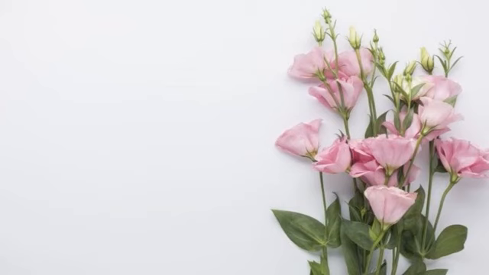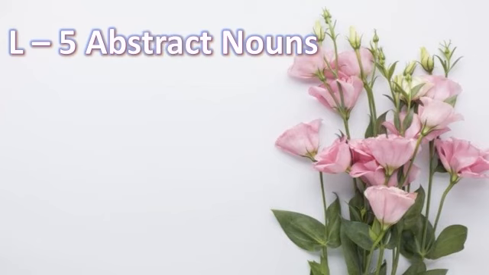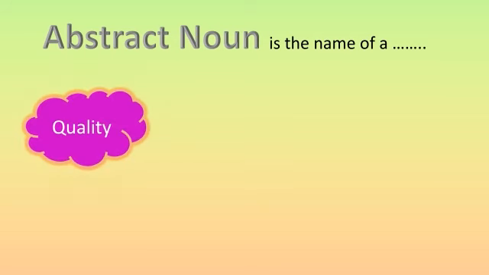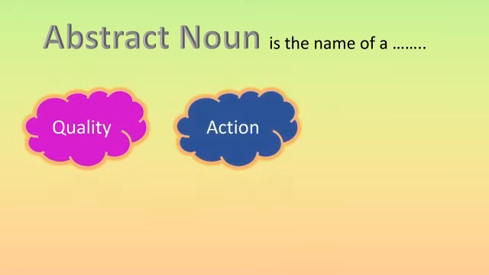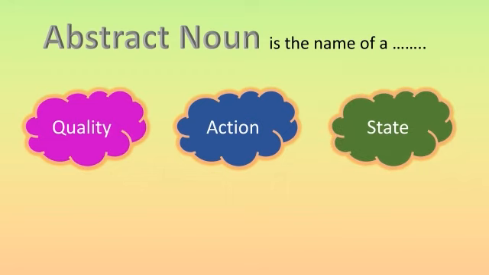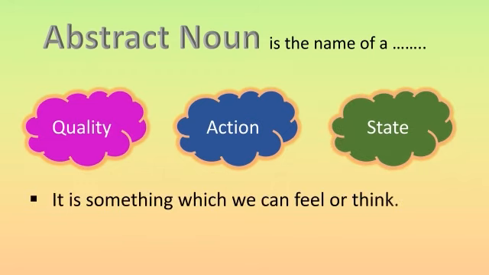Today we are going to begin with lesson 5, abstract nouns. Abstract noun is the name of a quality, action, state. It is something which we can feel or think. It cannot be touched.